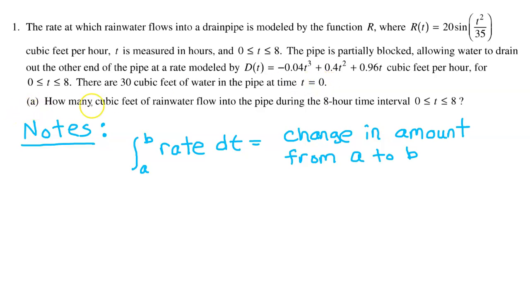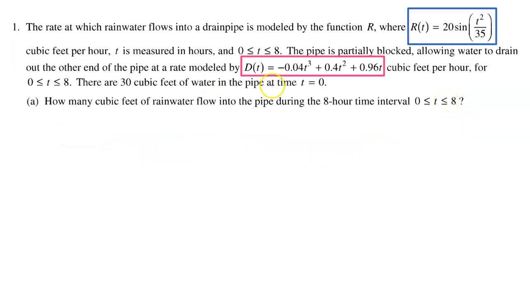Part A. How many cubic feet of rainwater flow into the pipe during the 8-hour time interval from 0 to 8? I think of this as a rate in, rate out problem because we are given a function for the rate at which water flows into the pipe and another function for the rate at which water flows out of the pipe. Let's enter each of these functions into the calculator right from the start.